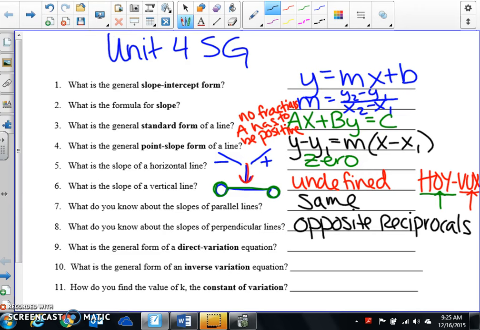The general form of a direct variation is y equals kx. Remember, k is your constant of variation. And then for inverse, it's y equals k over x.